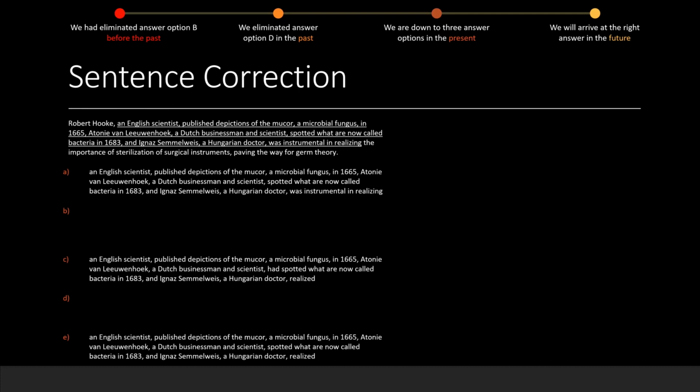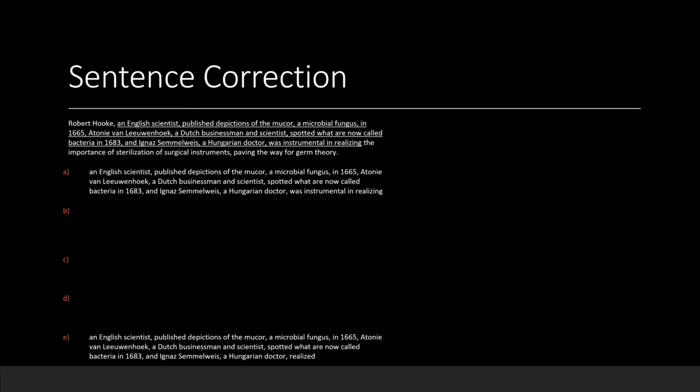We spend a lot more time explaining this in Beacon's core course, but for the purposes of this video, just note that in answer option C, when it says had spotted, this is an example of the past perfect tense, and in this case, it is being used inappropriately. So we can eliminate it. Now we're down to two fairly similar answer options.